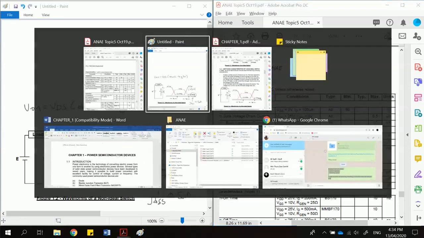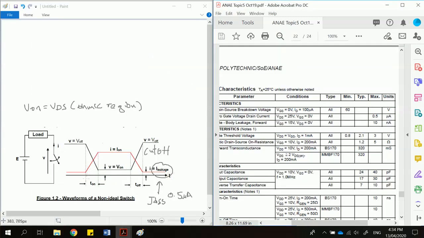Okay, students, right now we want to go into the T on and T off. How do I find my T on and T off of the switch? Since we are talking about MOSFET, we already know that the MOSFET will require time for the voltage to change, from here all the way down, and for the current to ramp up, it actually needs time. T on.